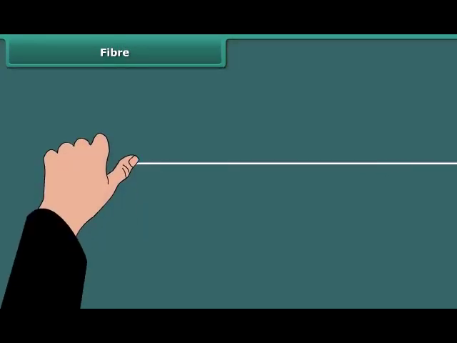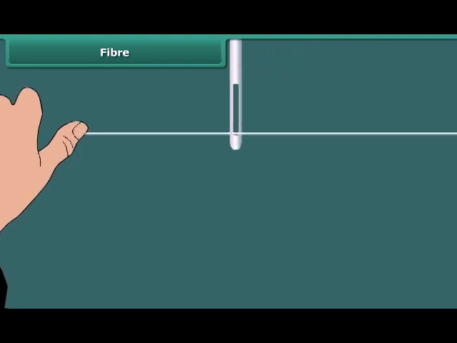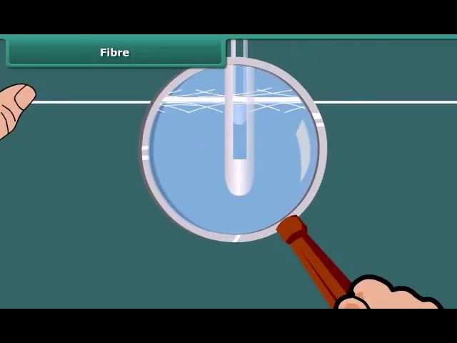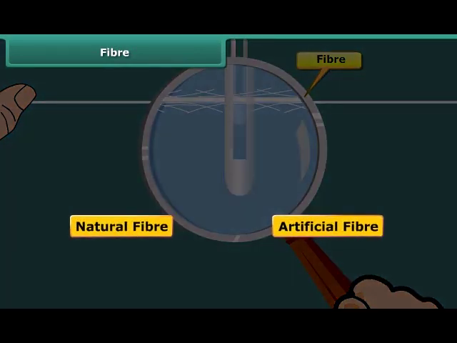Now press one end of the yarn with your thumb. Scrub the other end of the yarn along its length with a needle. You can see that the yarn splits into thin strands. These thin strands are fibers. Fibers can be both natural or artificial.